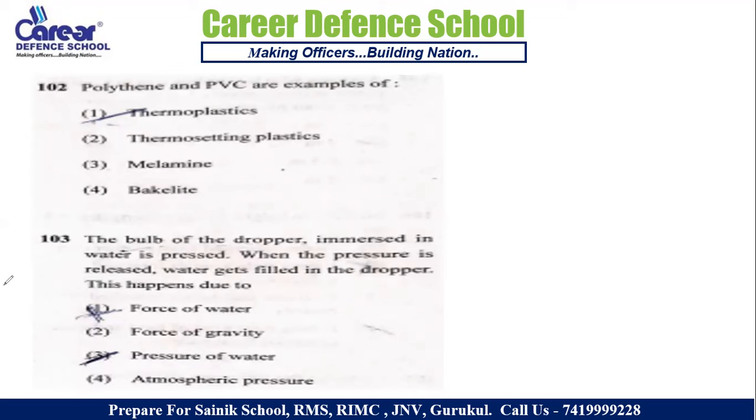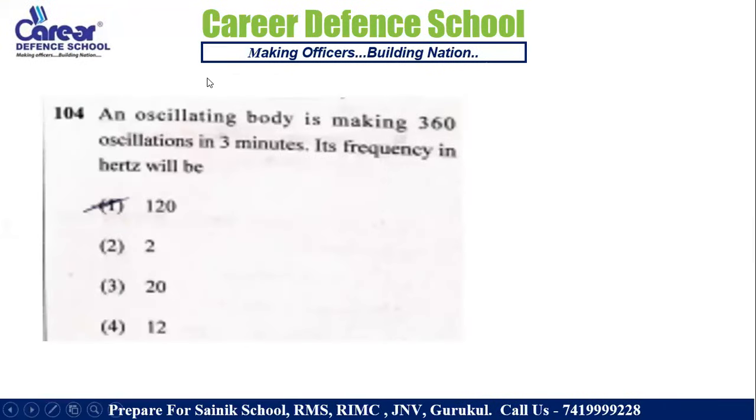That is 104. The question is: an oscillating body is making 360 oscillations in a minute. The frequency in hertz will be? The frequency is the number of oscillations per unit time. So the correct answer for this question is option number 2. Okay, so let's move on to the next question.